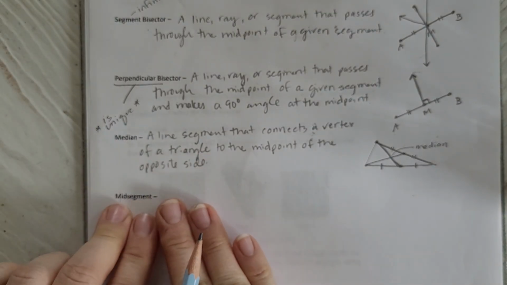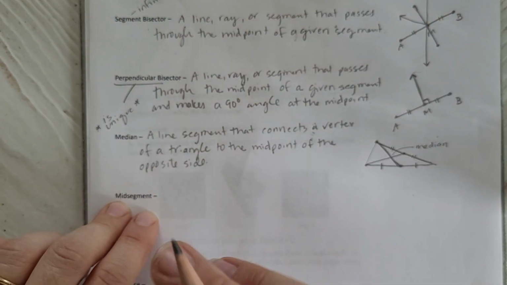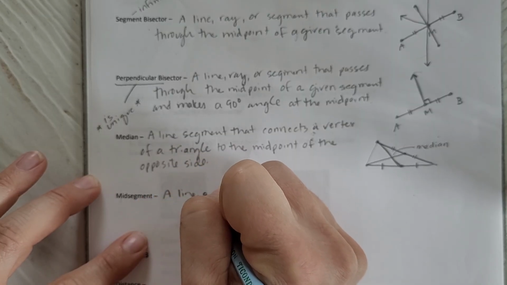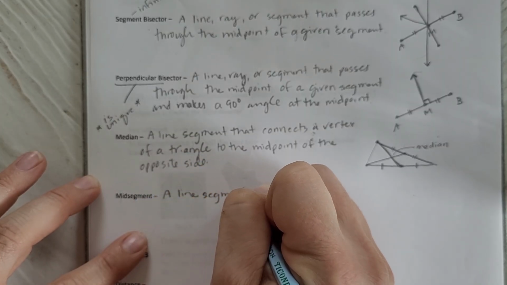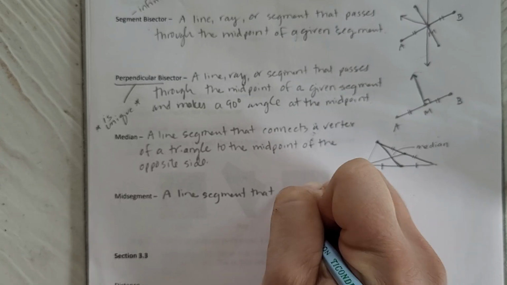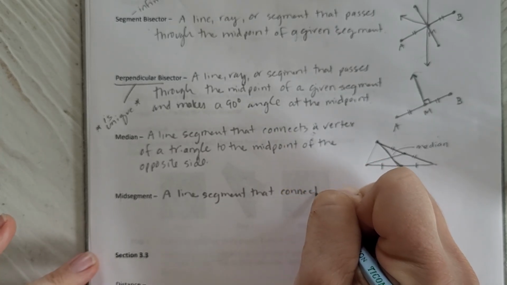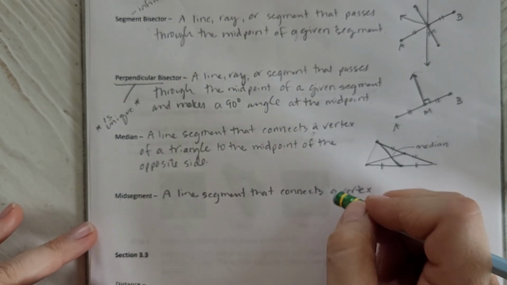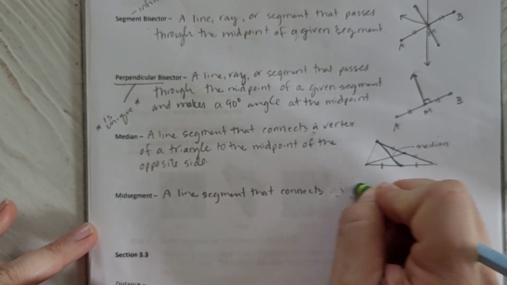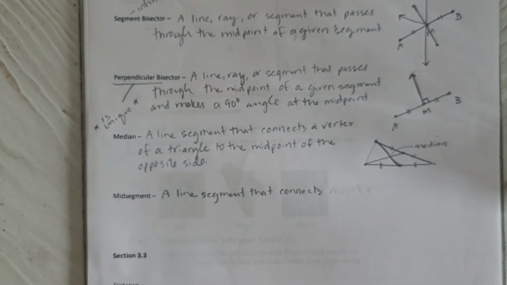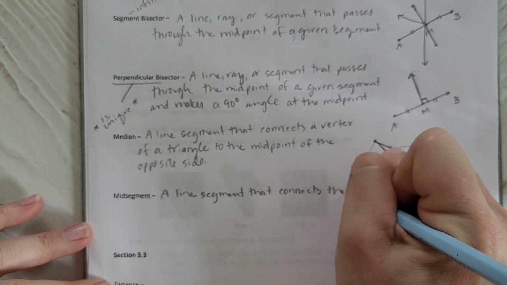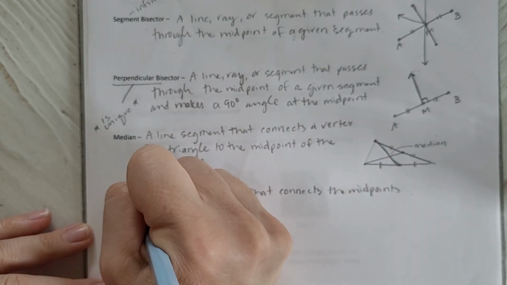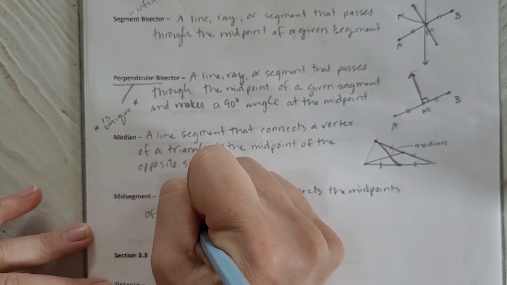A triangle also has 3 mid-segments. So what is a mid-segment? It is a line segment that connects a vertex. Excuse me. That is not true. It is a line segment that connects the midpoints of 2 sides of a triangle.